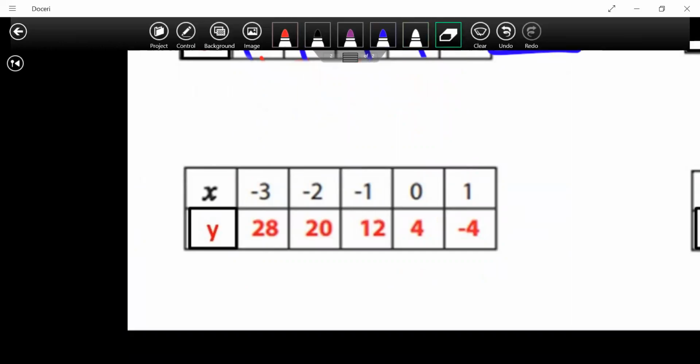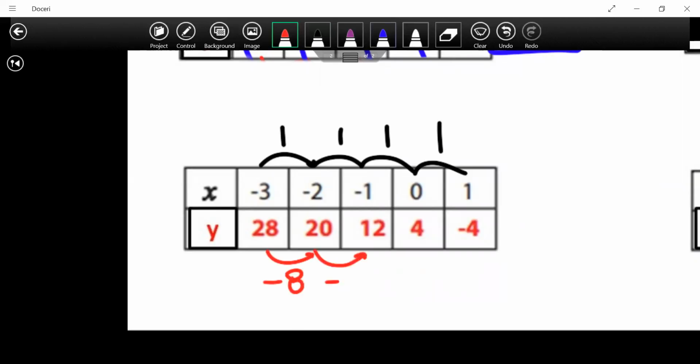Okay. Do it again. -3 to -2. -2 to -1. -1 is 0. 0 to 1. Let's do this next one. 28 to 20. We're going downward, so we're going to get -8. 20 to 12. 12 to 4. 4 to 4.